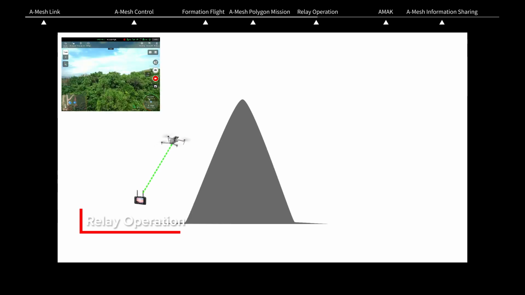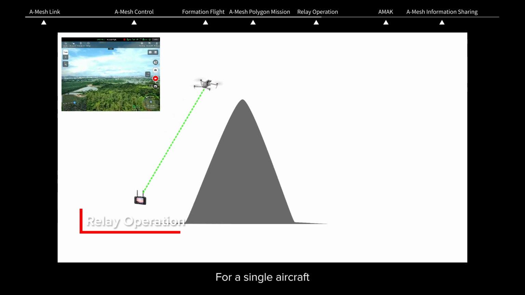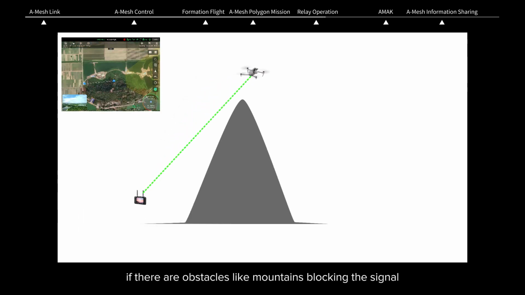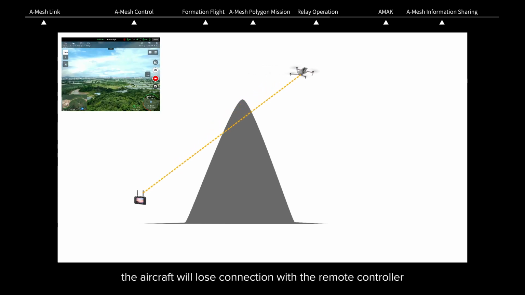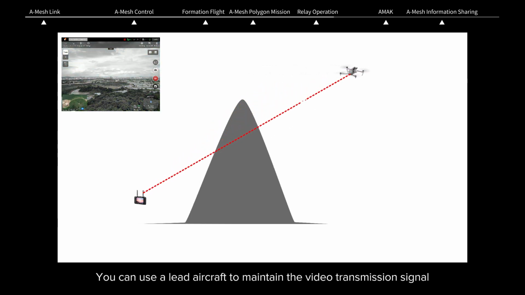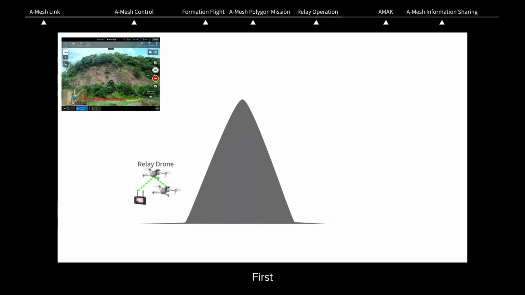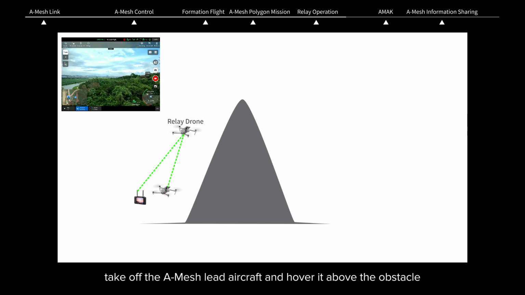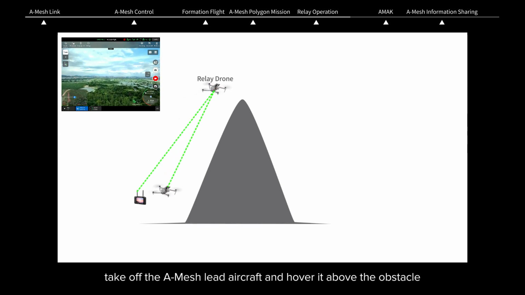Relay operation. For a single aircraft, if there are obstacles like mountains blocking the signal, the aircraft will lose connection with the remote controller. You can use a lead aircraft to maintain the video transmission signal. First, take off the A-Mesh lead aircraft and hover it above the obstacle.